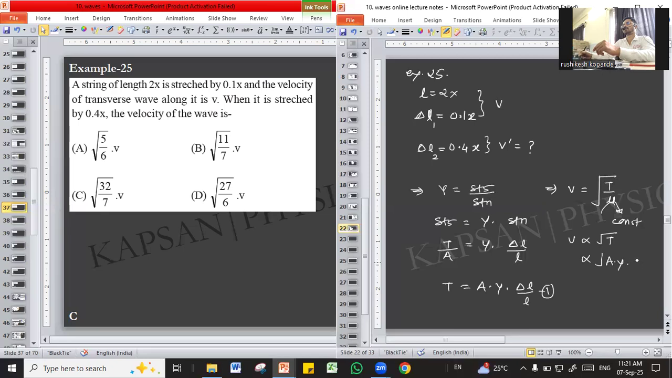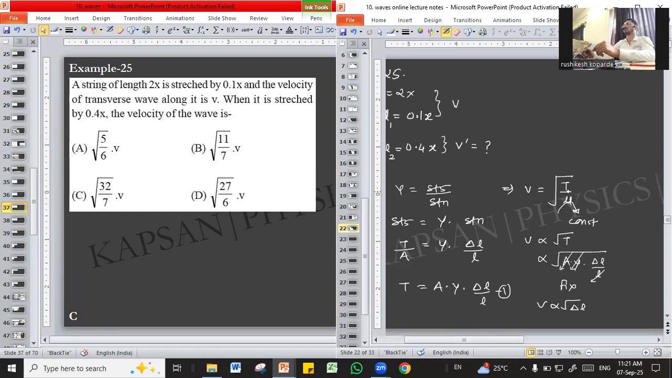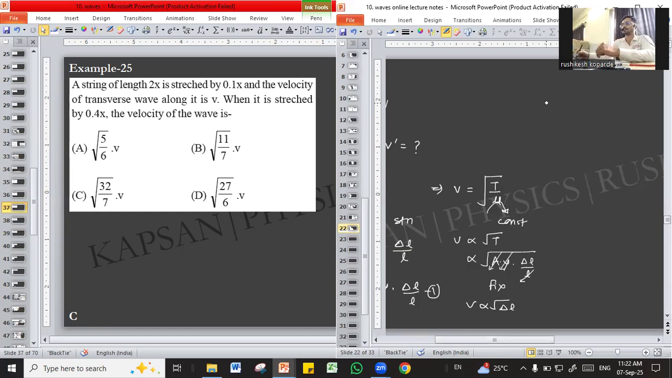Tension is area into Young's modulus into change in length upon original length. These parameters are also fixed. So velocity will be proportional to square root of change in length. That's it. Approximately mu will remain constant. In reality, it will not, because mass stays the same, but after elongation, length changes. But that change in length can be ignored because that is somewhere around 5 to 10%. Up to 5% you can ignore it. So our answer will obviously be approximate.